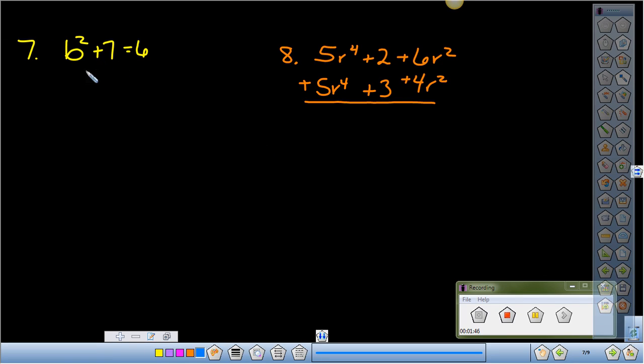Okay, let's look at question number 7. We're asked to solve it. You'll notice here there is no linear term, and when there is no linear term, you can isolate the quadratic term, which is b squared. So I'm going to do so by subtracting off the 7 from the left-hand side, and that's going to give me b squared equals -1.